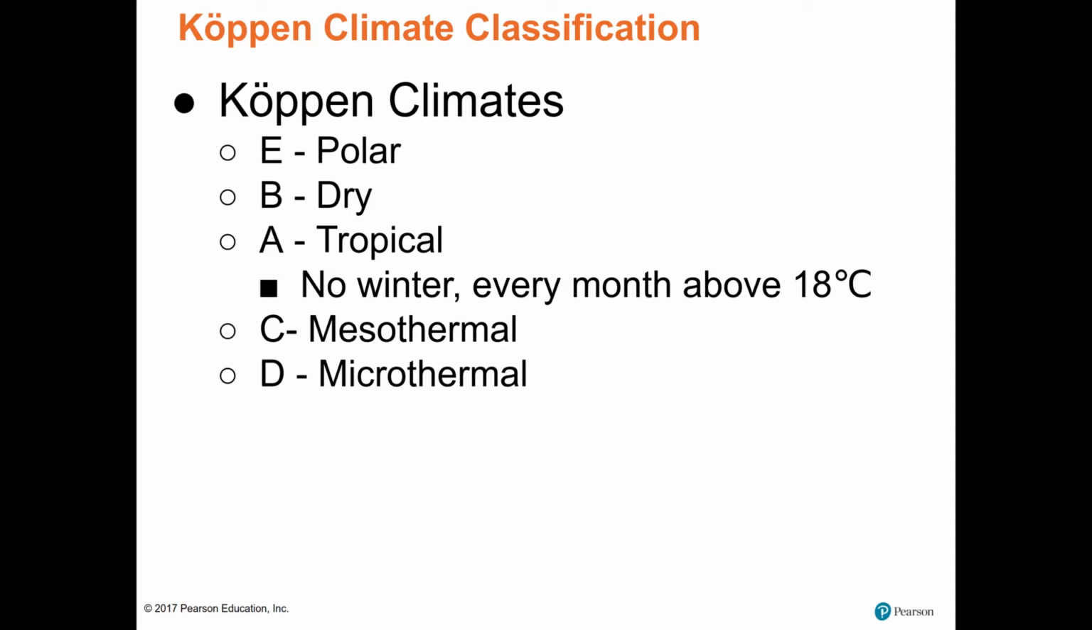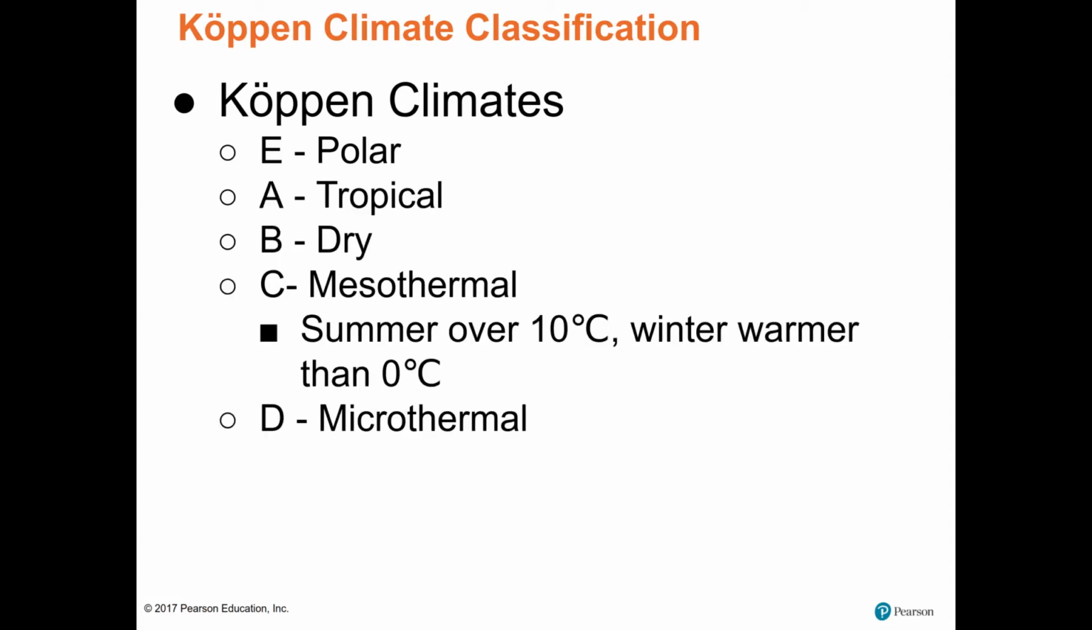You check to see, is it a tropical climate? Is every month over 18? If it is, then you have to look at the timing of the rainfall. Is it a tropical rainforest? Is it a monsoon? Is it a savanna? Is it a winter dry? But if every month isn't above 18 Celsius, it's not a tropical climate.